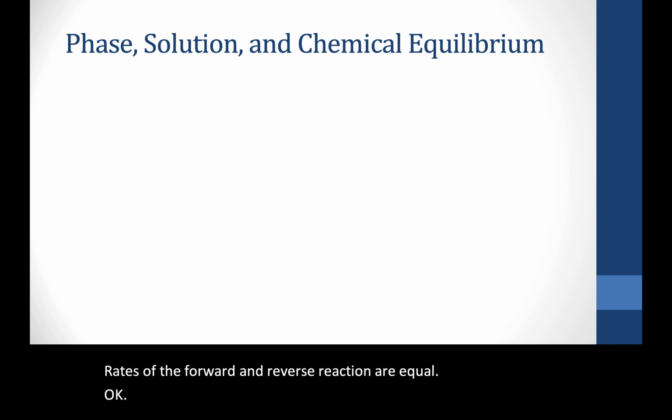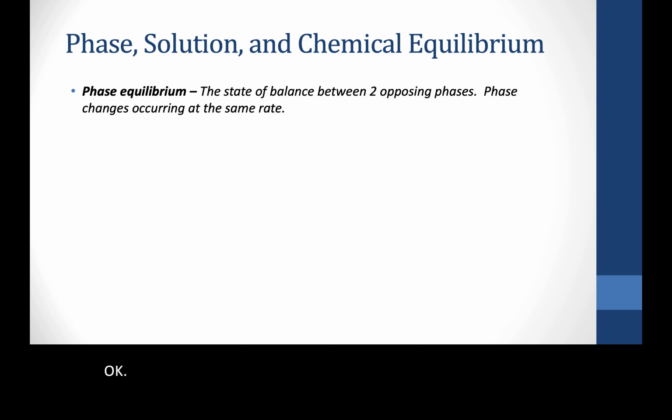So a few more things. Not as complicated as the last. There are different types of dynamic equilibrium: phase, solution, and chemical. We've already talked about chemical, but let's look at all of them together. In phase equilibrium, we're talking about states of matter, right? It's a balance between two opposing phases of matter. This is when we have phase changes occurring at the same rate.